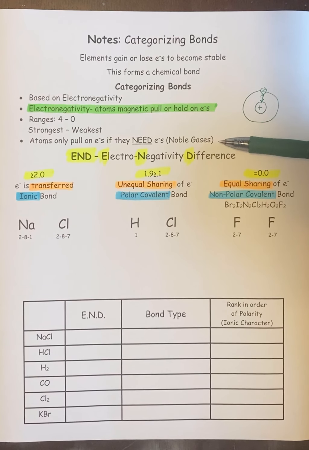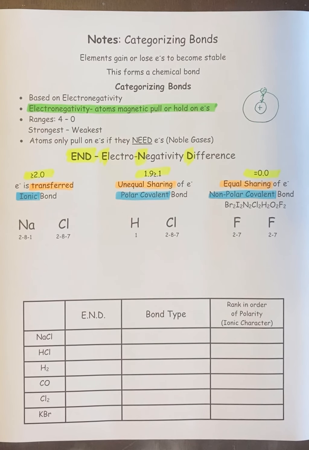And last but not least, noble gases do not have electronegativity. The way I'm going to say it is that atoms only pull on electrons if they need electrons. So noble gases won't attract electrons because they don't need any. When you look up noble gases on the periodic table, rather than saying their electronegativity is 0, it's just going to have a dash. So it's not going to have a number, which means they don't have it. And as far as we're concerned, that's the truth.